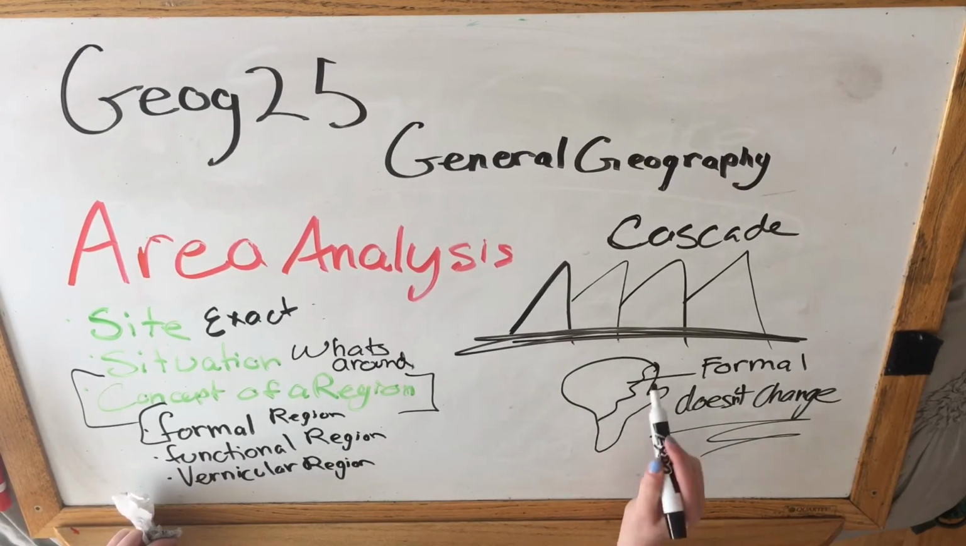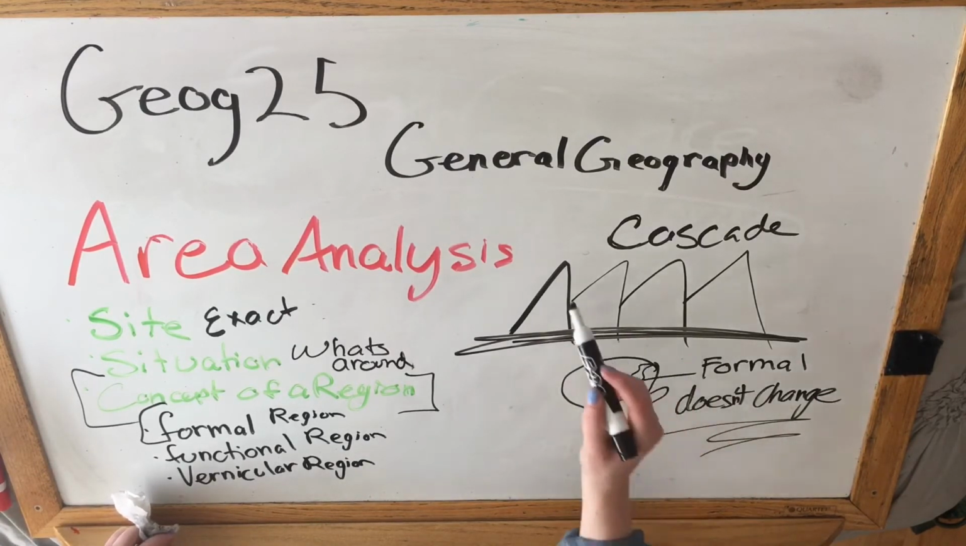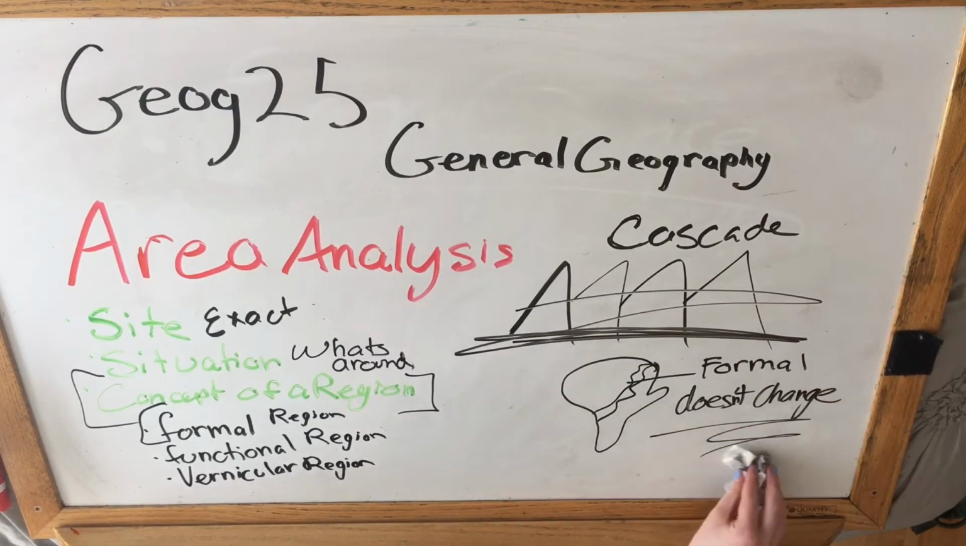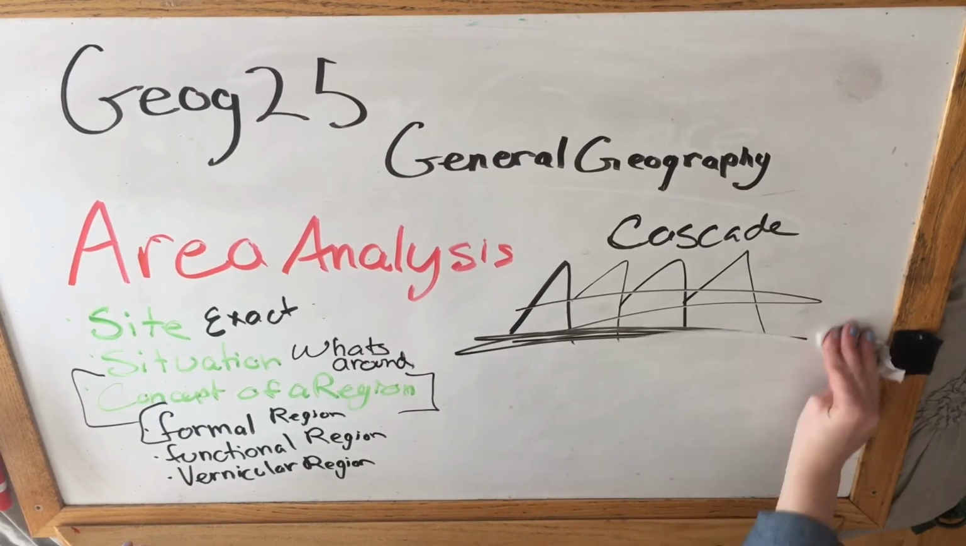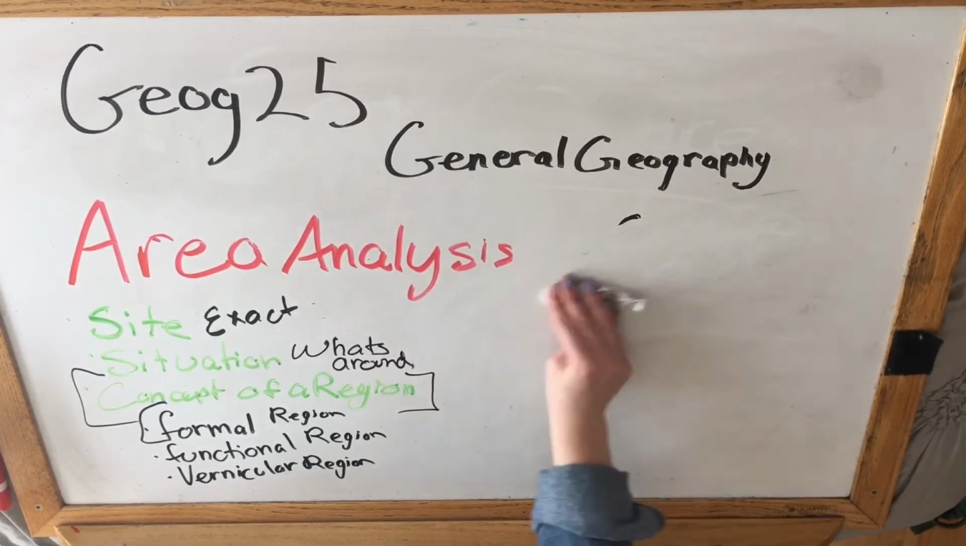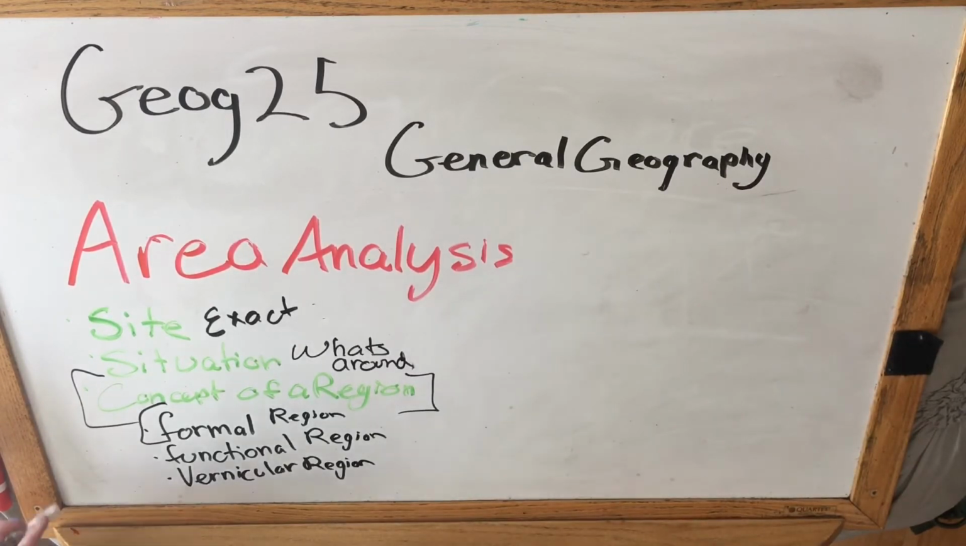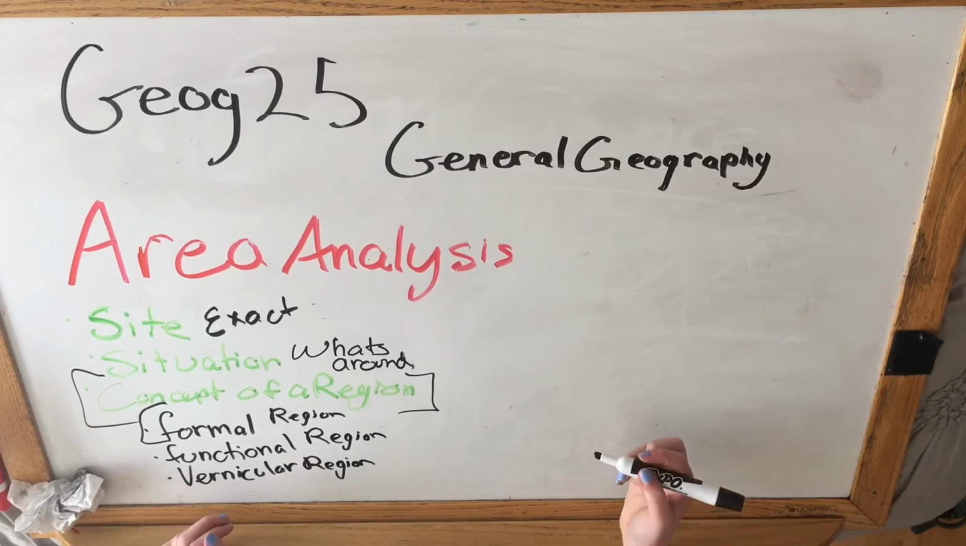Africa is not going to suddenly cut in half. These volcanoes aren't going to suddenly collapse this way. So these are formal regions. Next, we're going to be talking about a functional region. A functional region is an area organized to function politically, socially, and economically as a single unit.